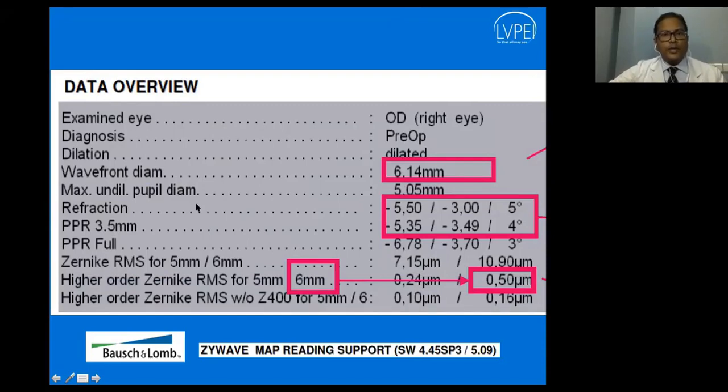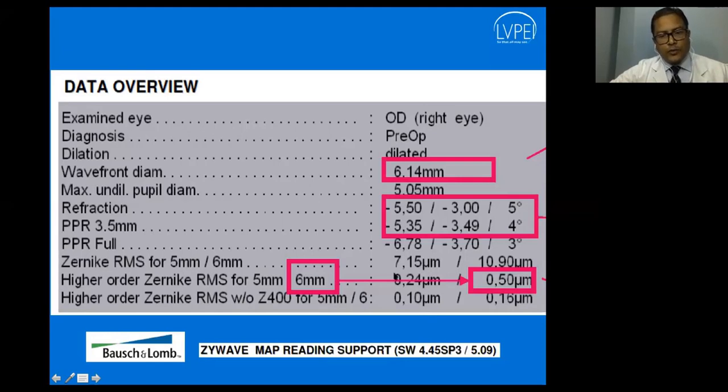The data overview from any patient would typically have the eye which is examined, whether it's pre-op or post-op, the dilatation of the pupil, the diameter of the wavefront, which is important for refractive surgery, the maximum undilated pupil size that will help you plan a treatment, the refraction, and the four-diopter predicted refraction at 3.5 millimeter pupil, and the full PPR. Then it gives you the Zernike values, which are typically described over a 5 or 6 millimeter pupil in terms of microns. So it could be some value for the 5 millimeter, and the higher order Zernike is without the Z400. The Z400 is typically for spherical aberrations.